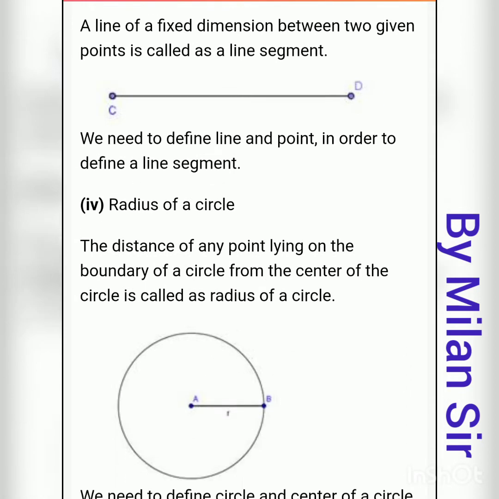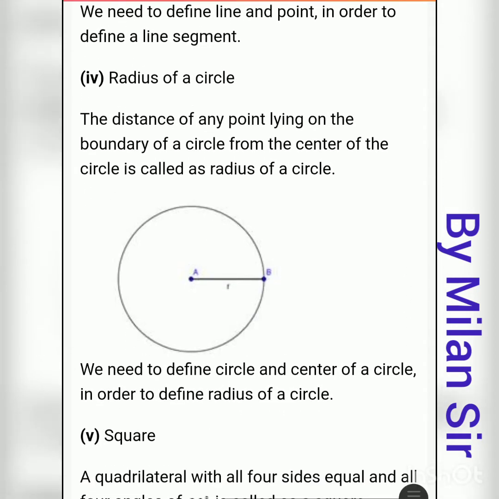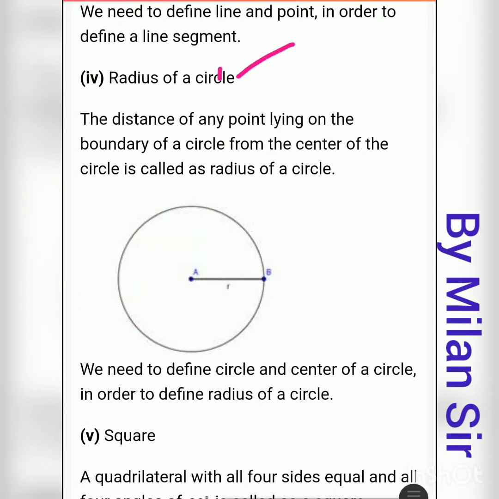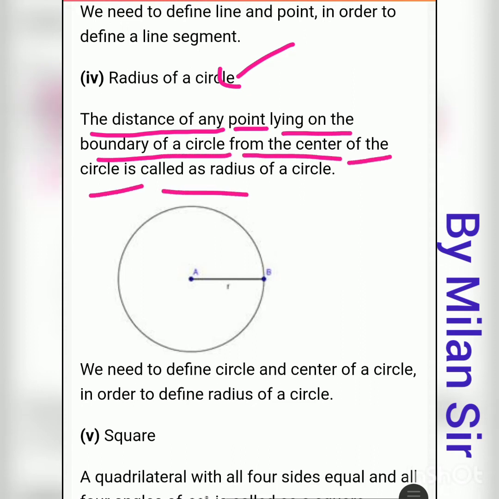Then the next one is radius of circle. What is the definition of radius of circle? A line segment joined between the center of a circle and any point on the circle. Right, a line segment joined between the center of the circle and any point on the circle. All these are radius. So the distance of any point lying on the boundary of a circle from the center of the circle is called the radius of a circle.